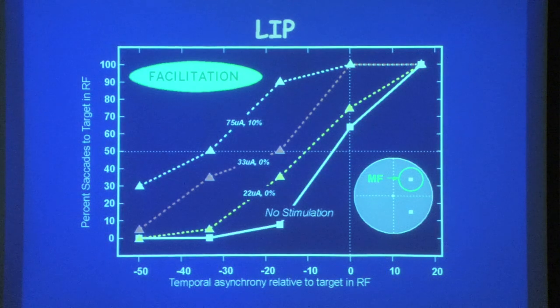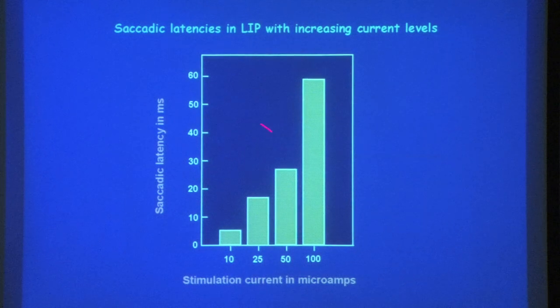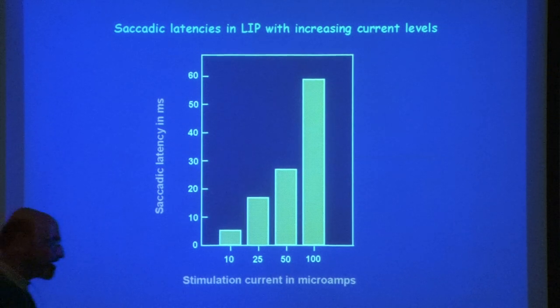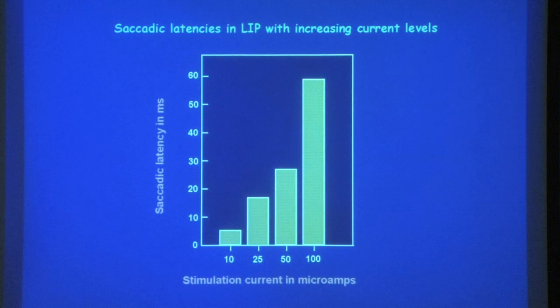Now we can do the same experiment in LIP. In some regions, you get this huge facilitatory effect, and in other regions, you get an inhibitory effect. So this structure also plays a significant role in deciding whether to look at or not to look at a visual stimulus. And here it shows that in LIP, as you increase the current, you get a gigantic increase in the latency in these inhibitory areas with which a saccade can be generated, indicating that LIP plays an important role in whether you're going to look at a target or not.